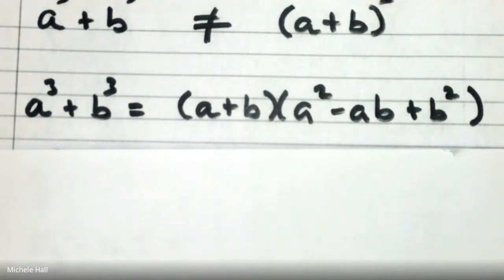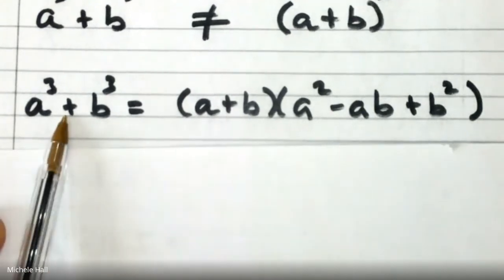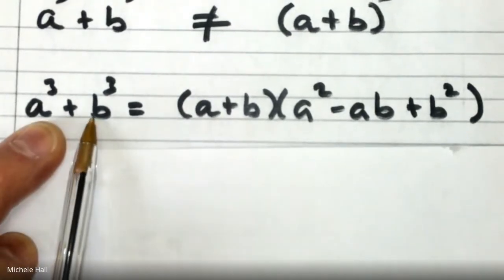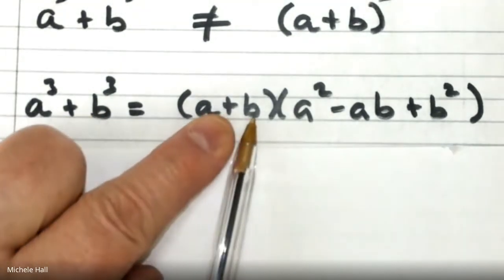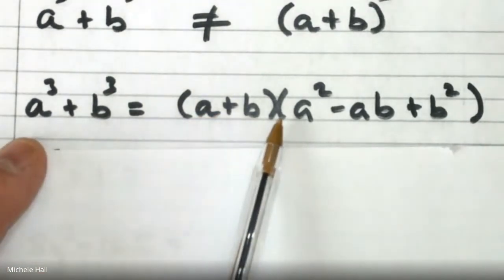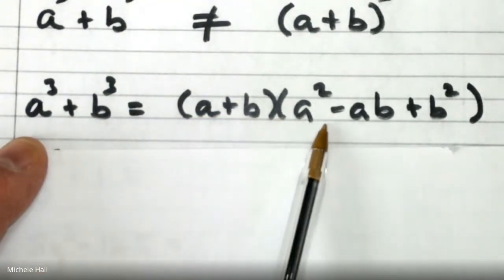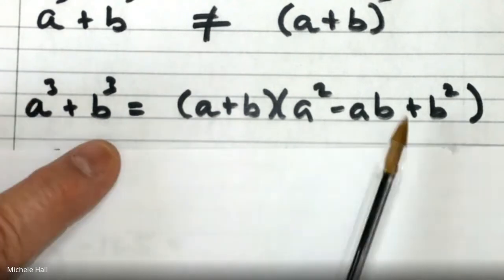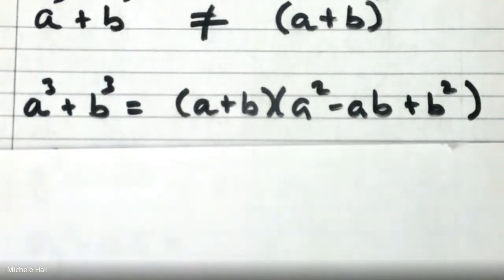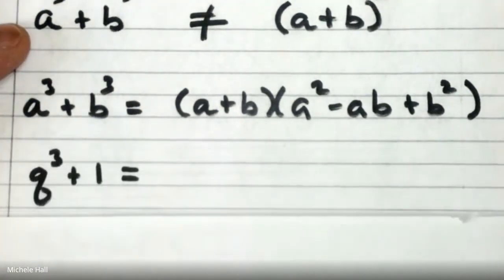If you like using formulas and you're good with that, then I can look at this and it says a plus b cubed. Well, what do I do? I take one of each, and then it's going to be an a squared, and then I can do a negative times a times b, and then it's going to be a b squared. So you can do it that way. And I'll show you how right now in the next problem.